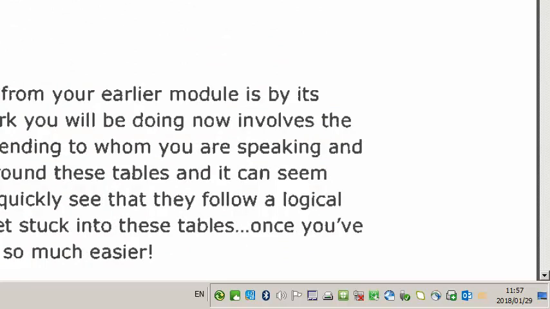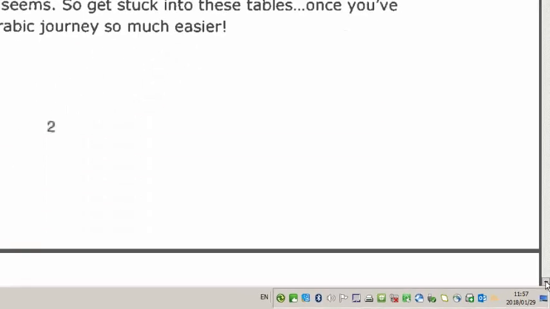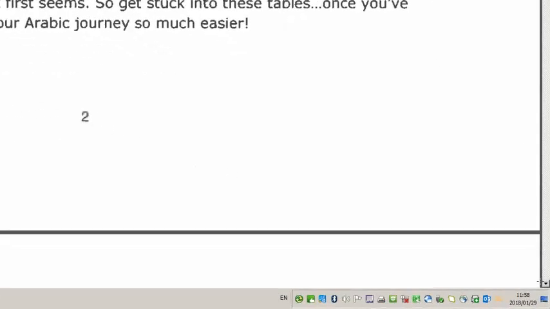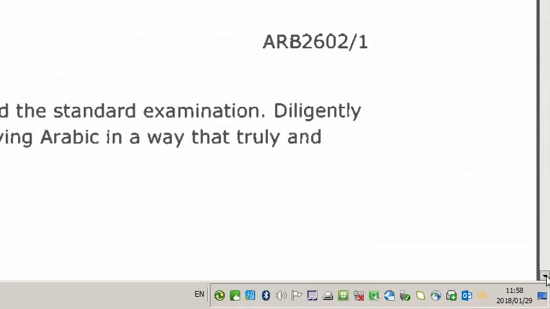In this module, we focus particularly on Arabic verbs. Previously in ARB 1501, in your first module of Arabic, you focused on basic constructions, on nouns, but in this module we focus particularly on verbs. You will find that there are a lot of tables involved, but please, it mustn't appear daunting to you. They all follow a logical pattern, and once you master these tables, they will make your Arabic journey very smooth, hopefully.